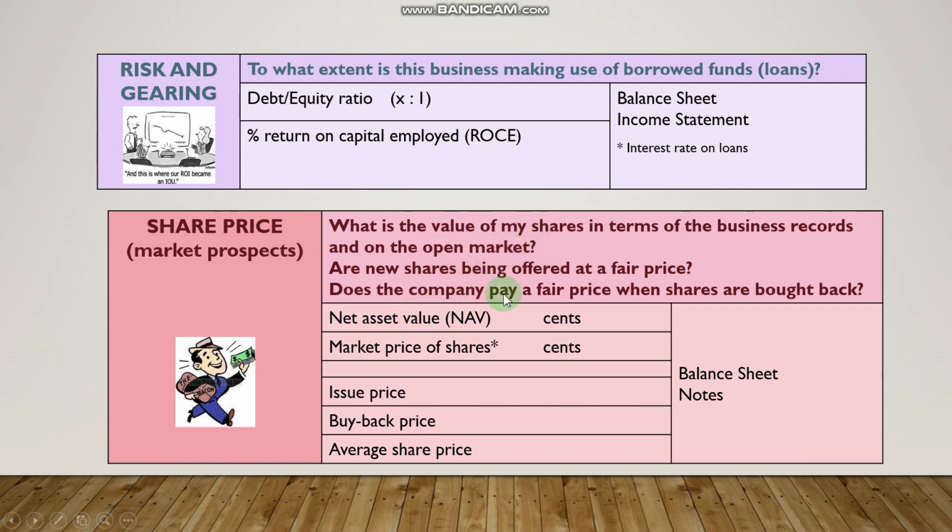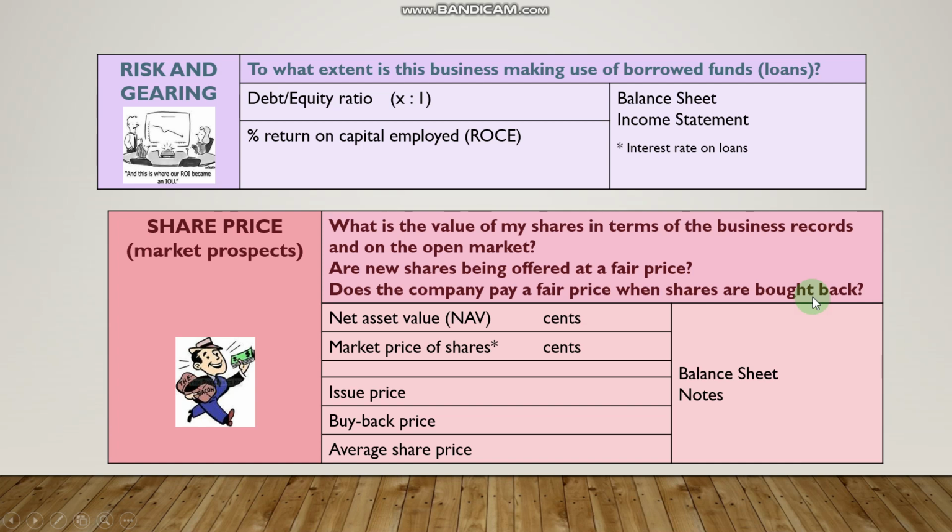Another question: does a company pay a fair price when shares are bought back? Sometimes a company is buying back shares from shareholders. They normally, in an exam paper, use the term disgruntled, or a shareholder that died, buying from his estate, or someone who's unhappy about being a shareholder in his company.